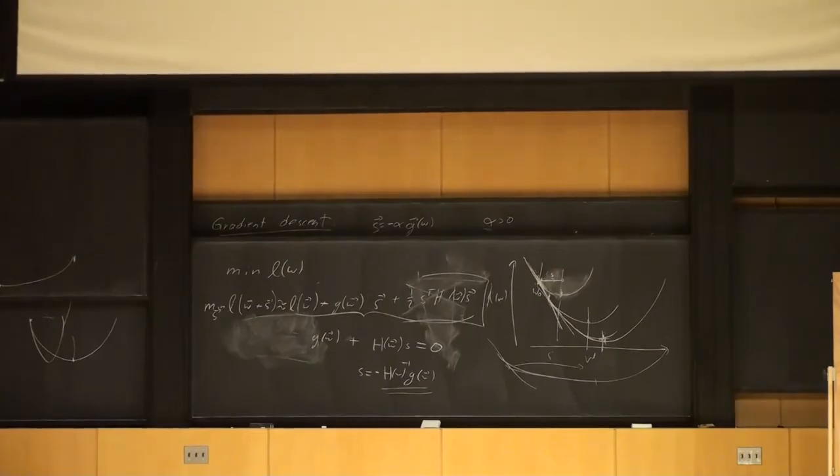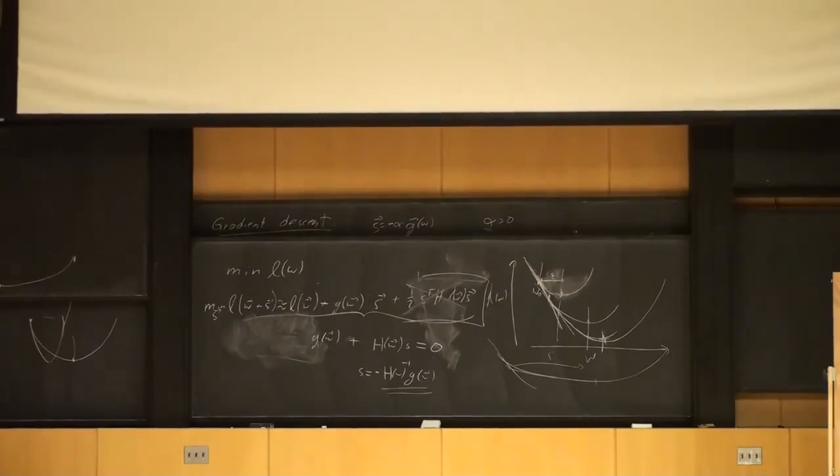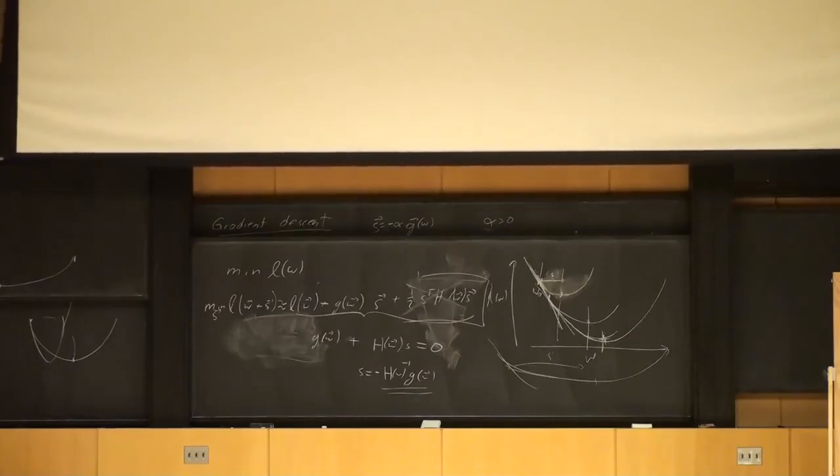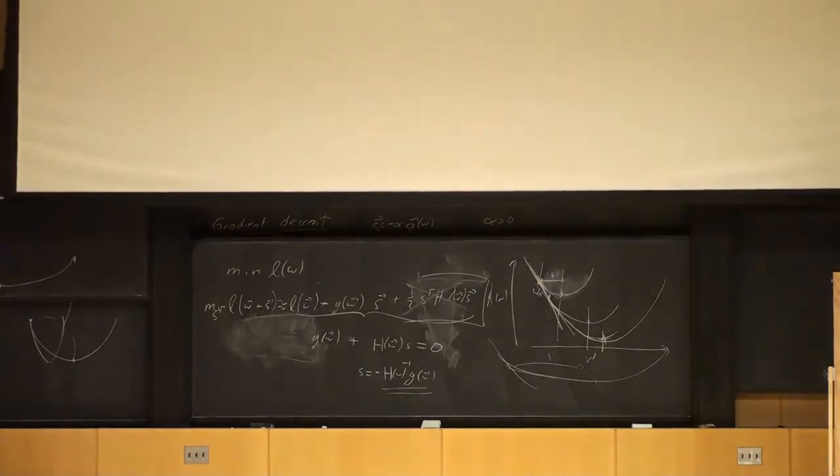What people, by the way, also do is they sometimes just take the diagonal of the Hessian. That also works reasonably well. Those are called second-order methods. Or there's conjugate gradient that approximates it.